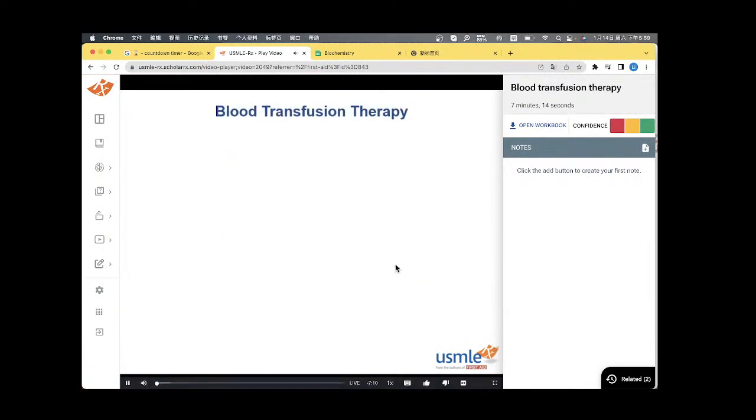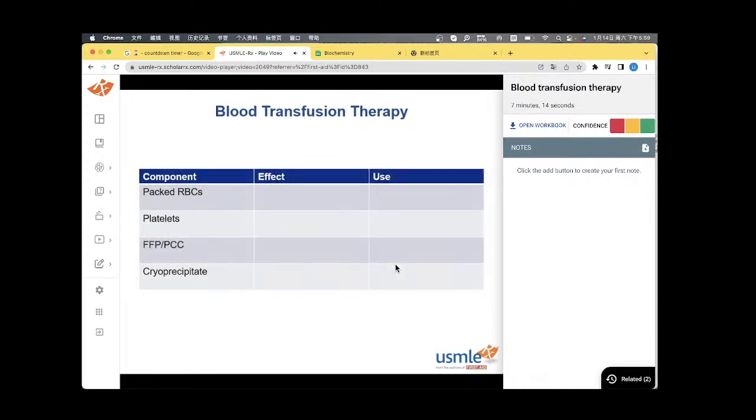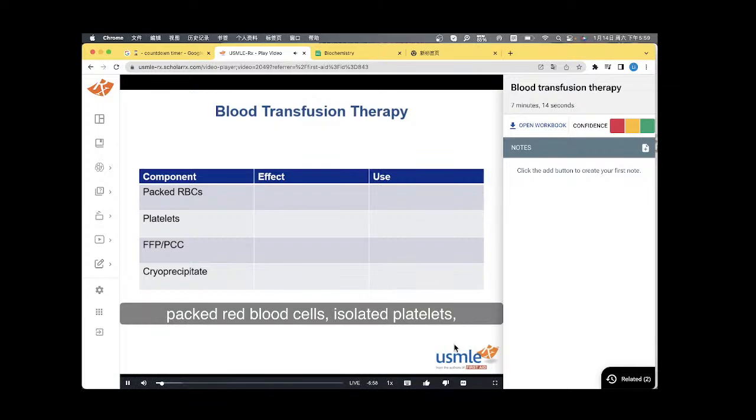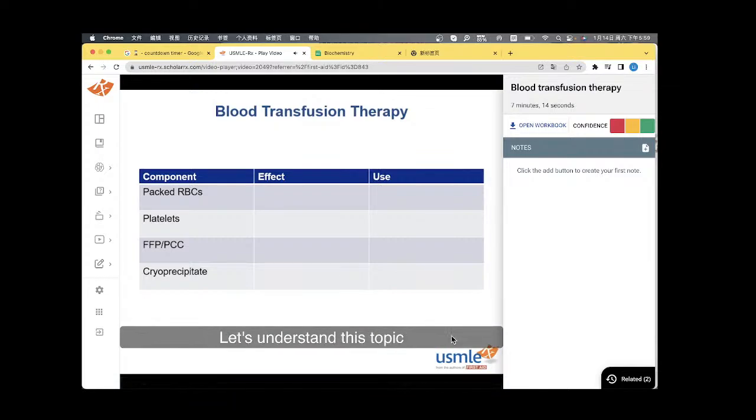Alrighty, let's talk about blood transfusion therapy. This is a pretty simple topic once you know the underlying problems for which we're giving the different blood products. The different things that we can give are whole blood, packed red blood cells, isolated platelets, fresh frozen plasma, and cryoprecipitate. Let's understand this topic by filling out this table together.